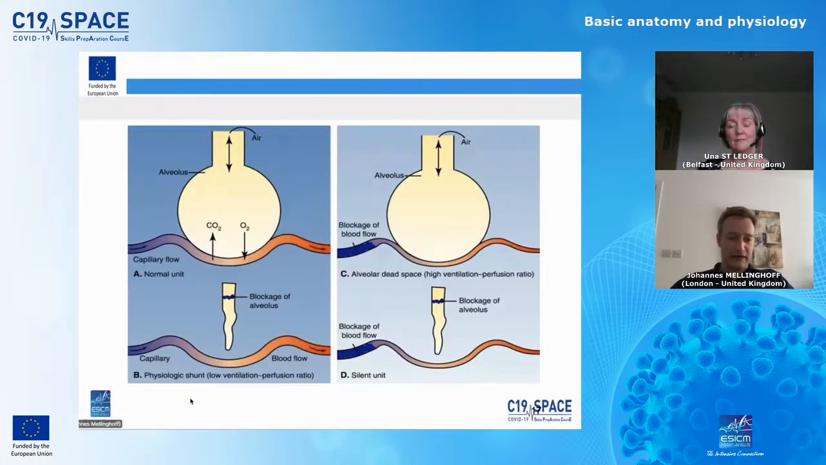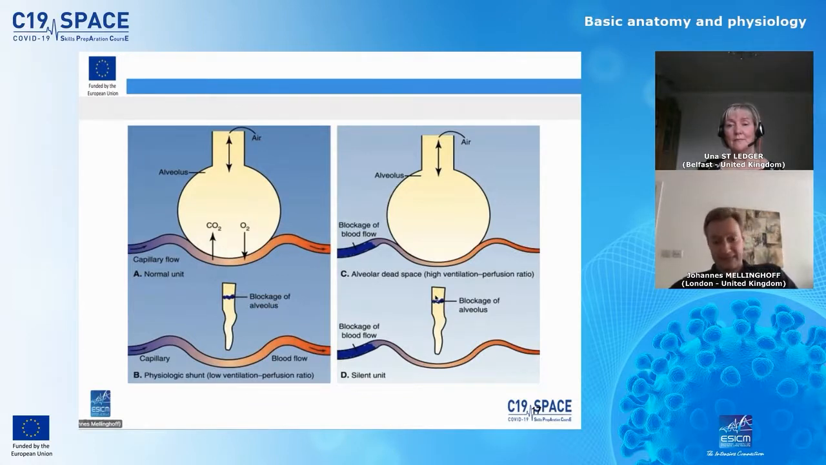In the second part down here, we call this a physiologic shunt, because essentially there is no air within the alveoli, while the capillary blood flow continues. So no gas exchange is actually taking place. An example of this could be a big mucus plug that sits somewhere proximal, and therefore no air can go into that part of the alveoli, or bronchial tree.